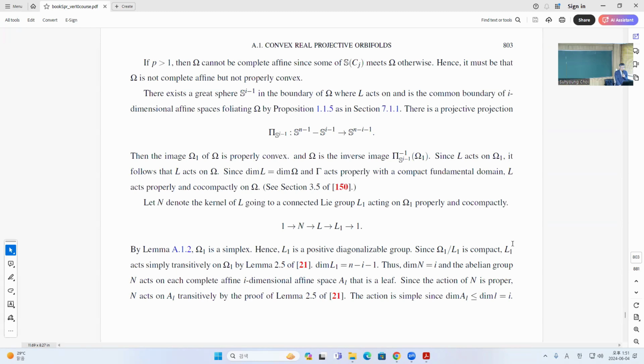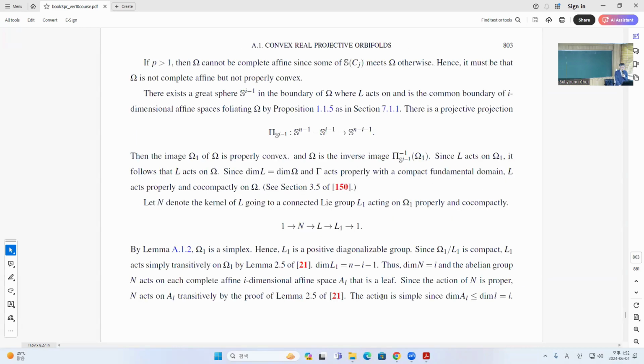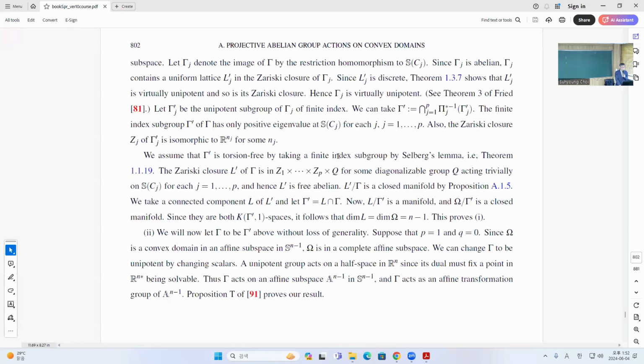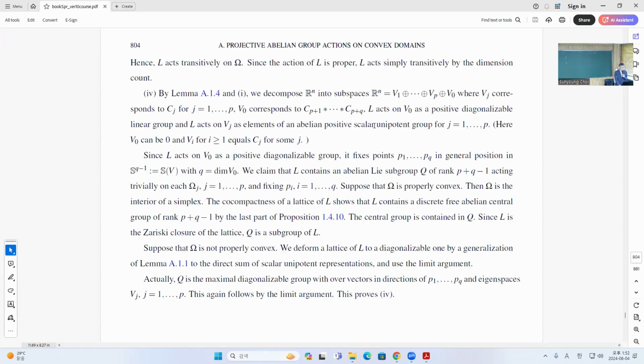So by induction, this L1 will act transitively on this, and you can count the dimension, and then it will act on each affine space as a complete affine space. So again, this will be acting complete affine transitively by this lemma here. Okay, so those are the proof of two. Okay, so once you have this acting transitively and this acting, the L will act transitively. Okay. So I go to 4.